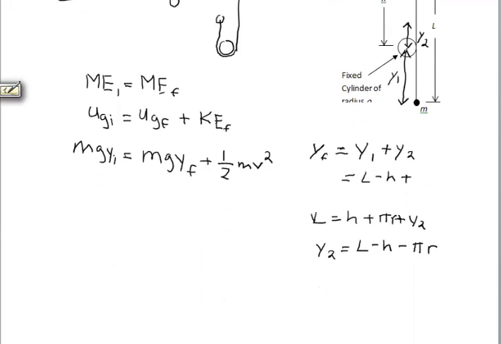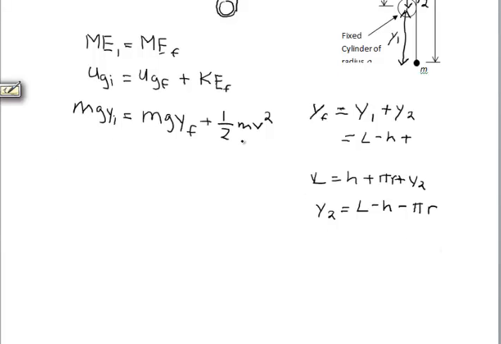So I think we can substitute all of this in. First of all, masses are part of all terms, so masses will cancel, and then we can go G yi B L. That's the length of the string equals G YF, which is the sum of these, so that's going to be L minus H plus Y2, which is this term, plus L minus H minus pi R. And then plus the 1/2 V squared.